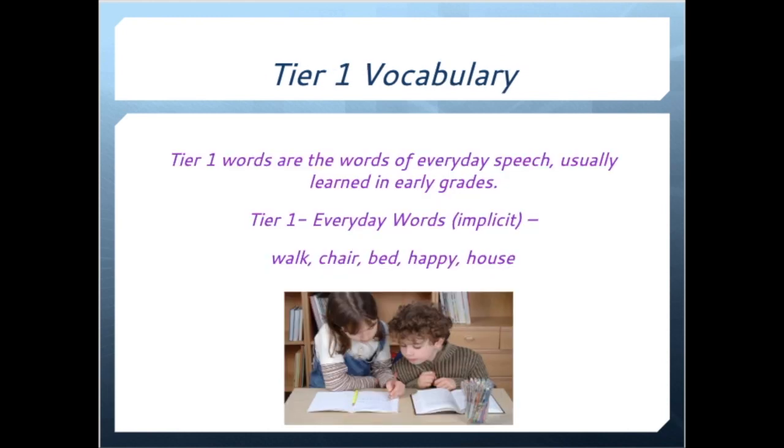Here are some examples. Tier 1 vocabulary. This is the vocabulary of everyday speech. Words like walk, chair, bed, happy, house.